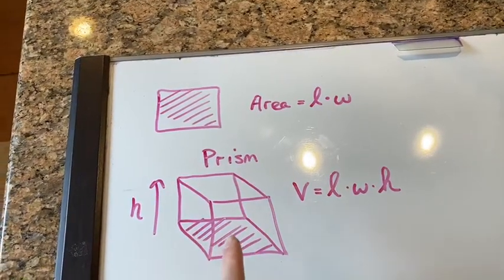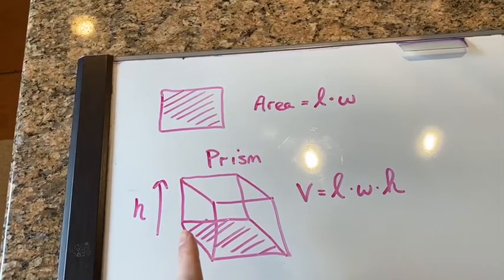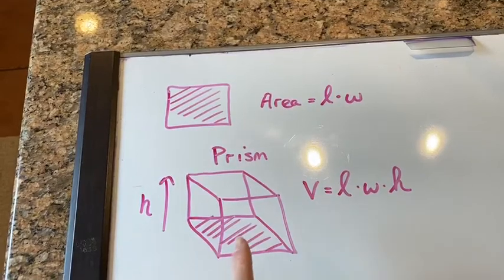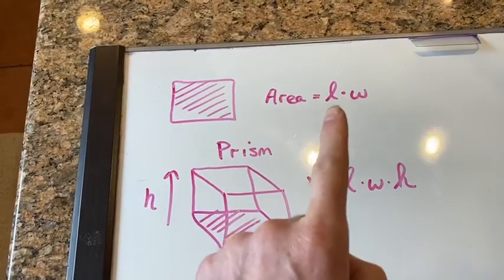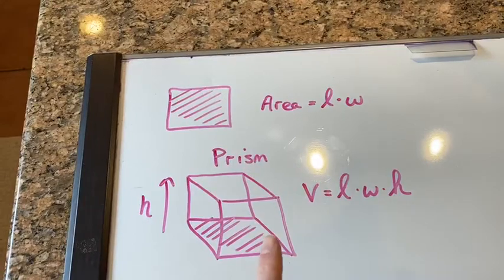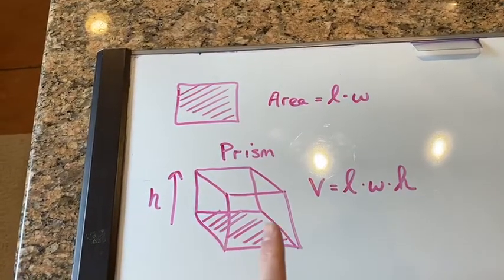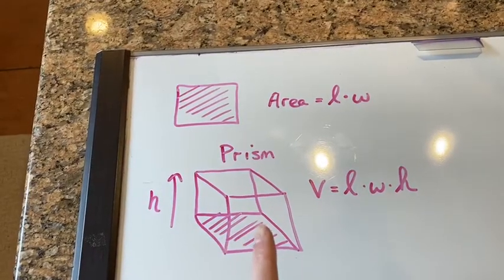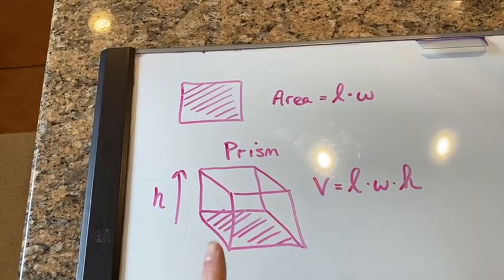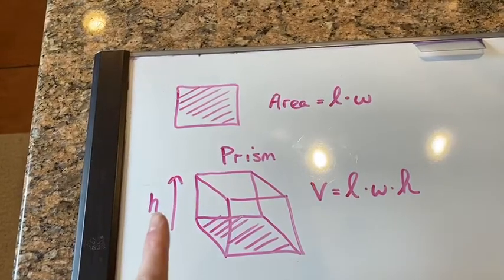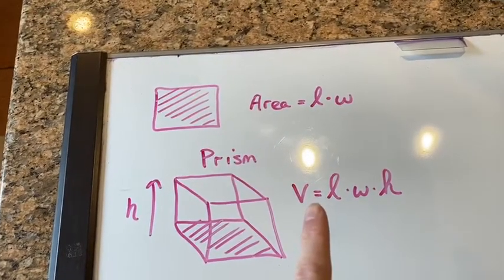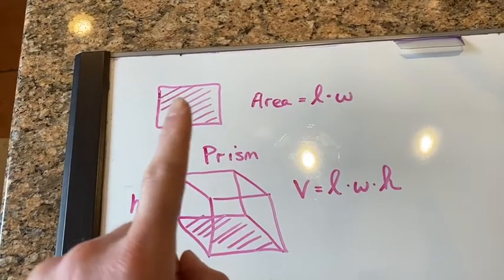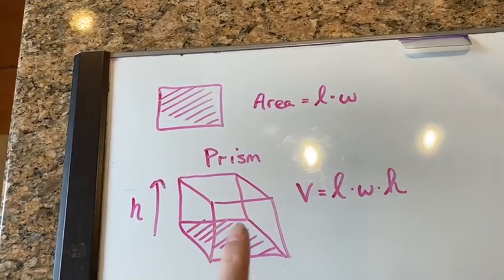So if the bottom is a rectangle, we know to find the volume of this prism, we have to cover the area of the bottom first, which is length times width. And then after you cover the area of the bottom, let's say if we cover that surface with water, once it covers it with water, it's going to then fill up height. So volume is equal to length times width times height. We found the area of the base, and then the water fills up.